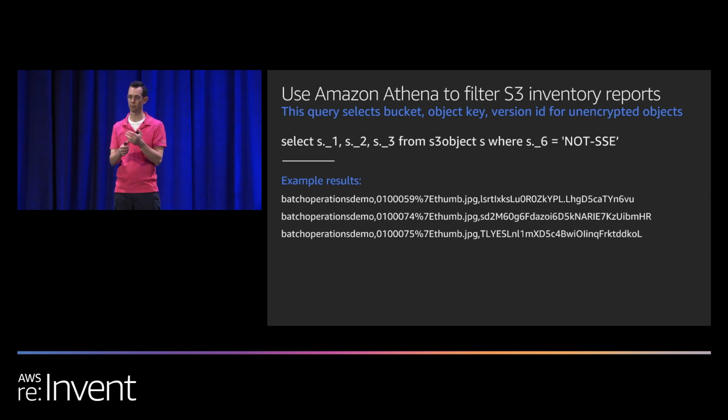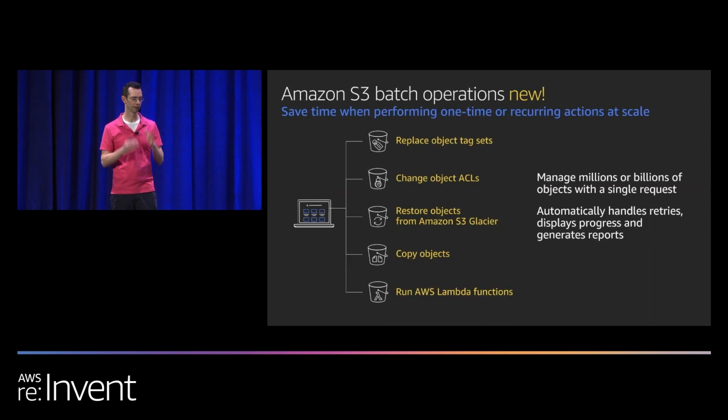In this case, I just grabbed the bucket, key name, version ID, and now I've got an authoritative list of all the unencrypted objects. So what do I do with that? I use this feature to then encrypt them.